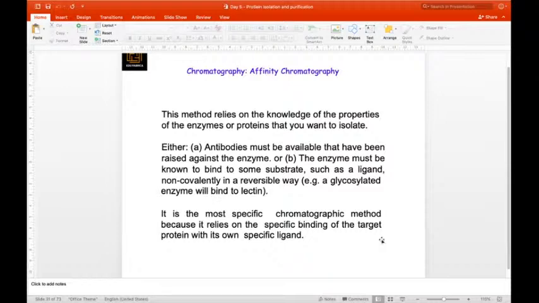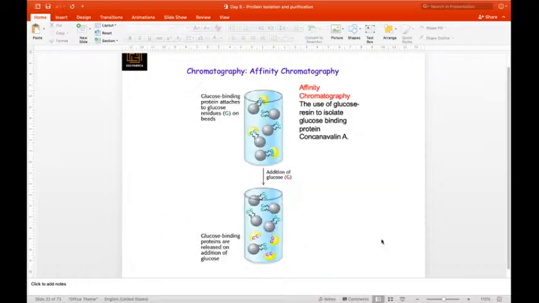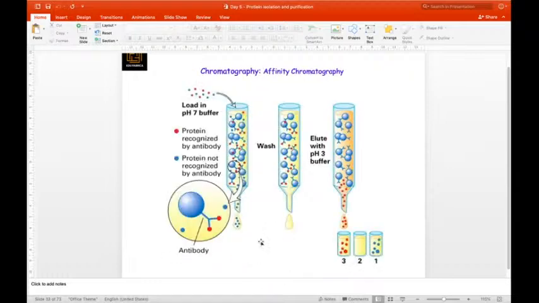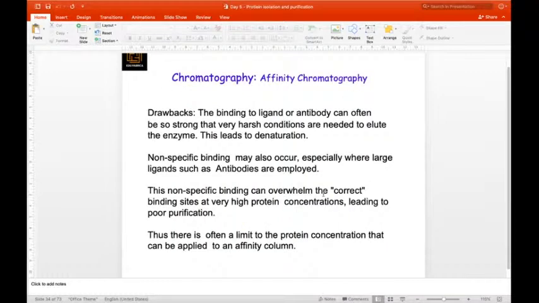Then comes the affinity. This is based on antibodies. So you have an antibody that is glucose binding attached to the glucose, and you have glucose binding released on the addition of glucose. So here your primary antibody is attached to your beads, and then comes your secondary antibody, and if the secondary antibody doesn't attach, it's washed away, and you're going to elute it with a different pH.